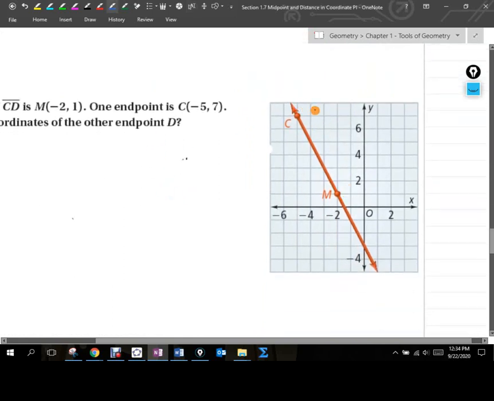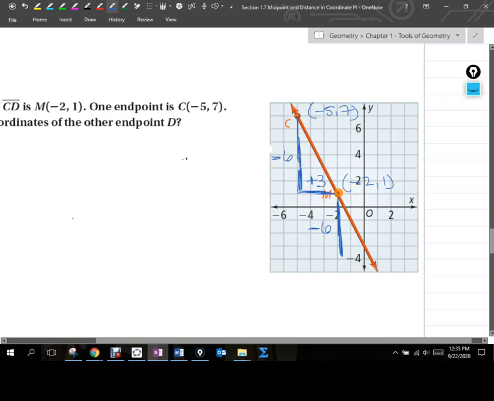If we've got this point here at negative 5, 7, and my midpoint is at negative 2, 1, and I want to go from C to M, I'm dropping down 6 units. Does that make sense? And then I'm working over 3 units, so I'm adding 3 to that. Well, if I want to find my other endpoint then, I need to drop down 6 more units. I need to repeat what I did right here.